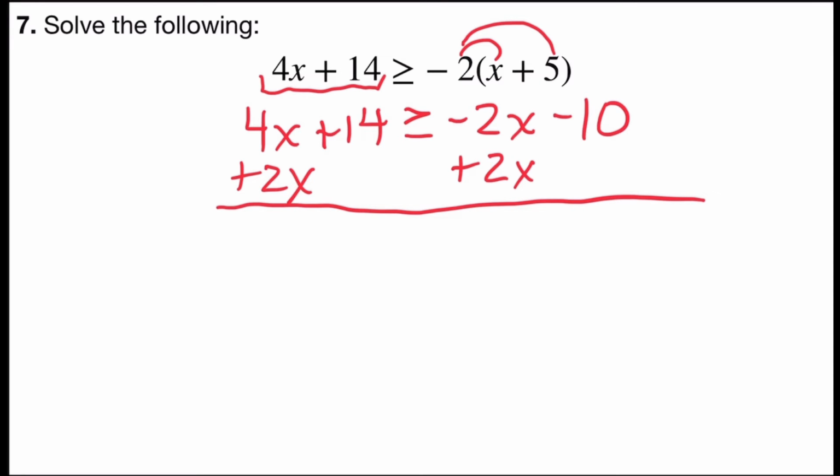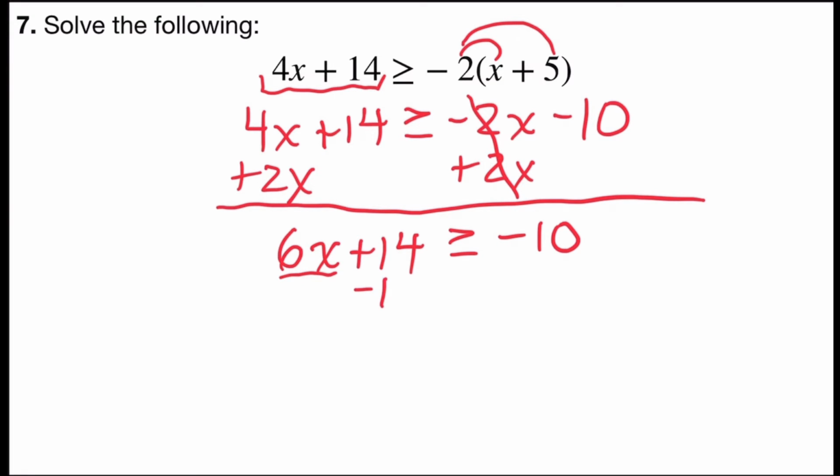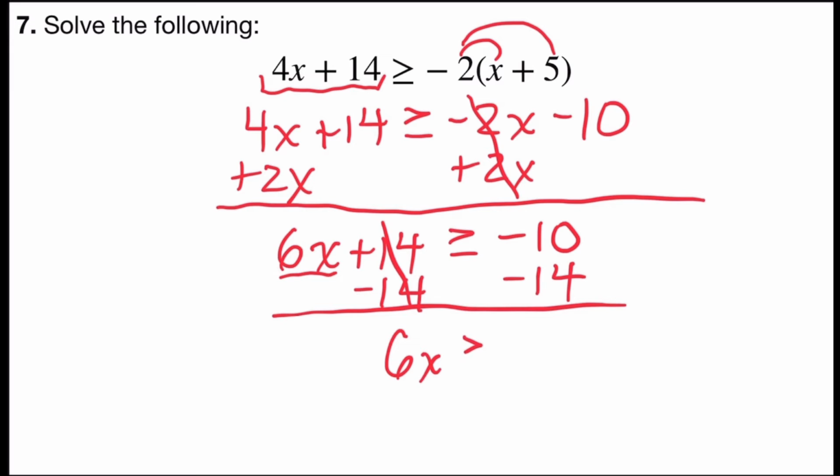So 4x plus 2x is 6x plus 14, and that's going to be greater than or equal to negative 2x plus 2x is 0, and 0 minus 10 is negative 10. And now I just have to isolate my variable term 6x. So I'm going to take the opposite of positive 14, which is negative 14 on both sides of the inequality. 14 minus 14 is 0. 0 plus 6x is 6x. And that is greater than or equal to negative 10 minus 14 is negative 24.